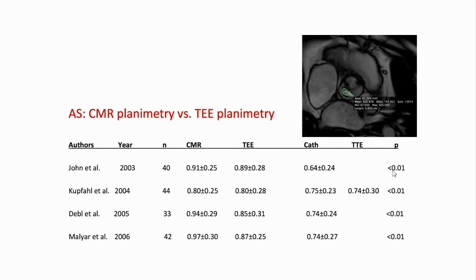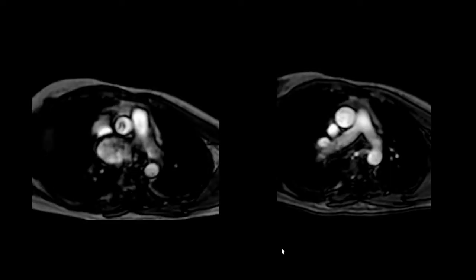However, care must be taken that it is exactly at the valve tip. Change in angle or location will give an erroneous result. There are a few studies which assessed cardiac MRI planimetry versus transesophageal planimetry in aortic lesions, and it was discovered that cardiac MR was equal, if not better, than transesophageal echocardiography.